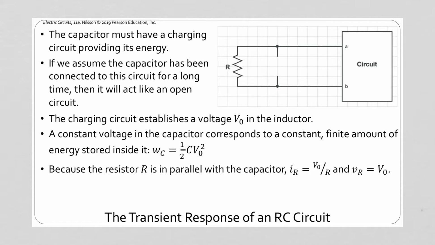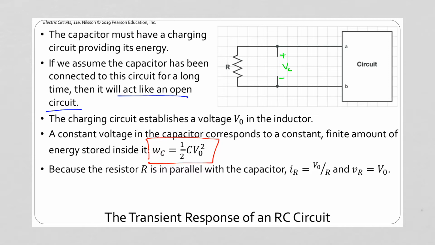A capacitor must have gotten its energy from some source. We would assume that the capacitor is connected to some charging circuit. If the capacitor has been connected to this charging circuit for a long time, then the capacitor would be in steady state. We said that in steady state the current would be 0, and so the capacitor is acting like an open circuit. There would be some voltage across the capacitor. That would be a fixed value that would be coming from this charging circuit. If there's a voltage Vc across the capacitor, then we know the energy stored inside the capacitor is this equation.